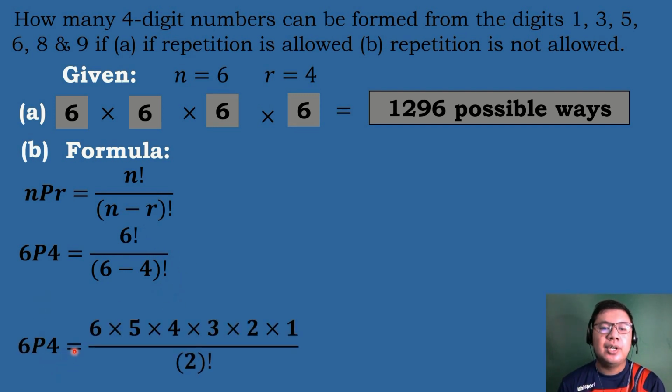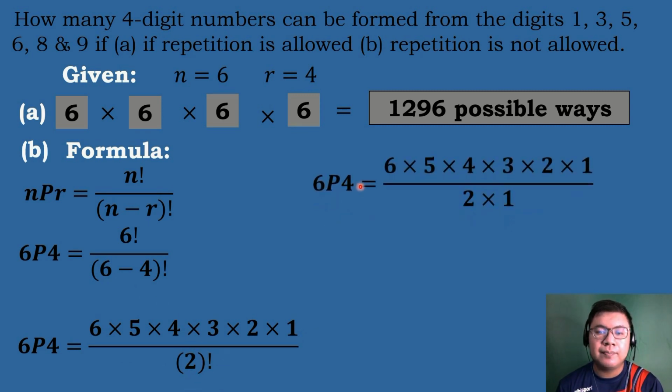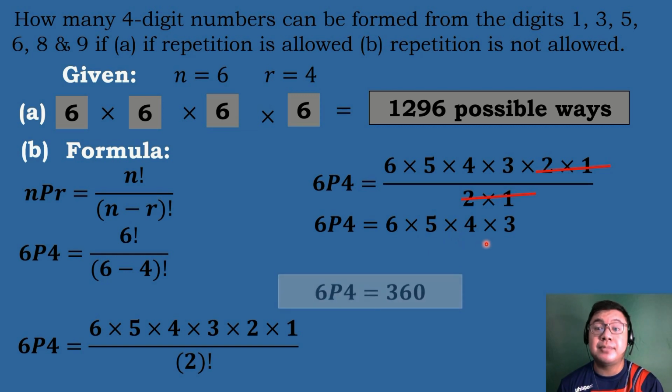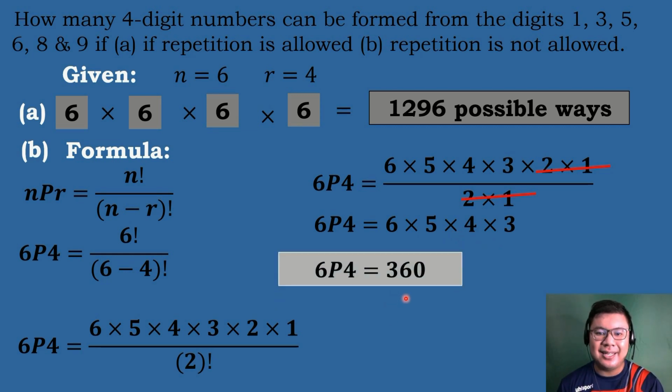Bring down 6P4 equals 6 factorial, we will expand 6 factorial, all over 6 minus 4, this is 2, followed by the factorial symbol. So we have 6P4 equals 6 times 5 times 4 times 3 times 2 times 1 all over 2 factorial, which is 2 times 1, and then we will cancel out 2 times 1 in both the numerator and the denominator. Multiplying these numbers, 6 times 5 times 4 times 3 is equal to 360. Therefore, there are 360 possible ways 4-digit numbers can be formed from the digits 1, 3, 5, 6, 8, 9 if repetition of the numbers is not allowed.